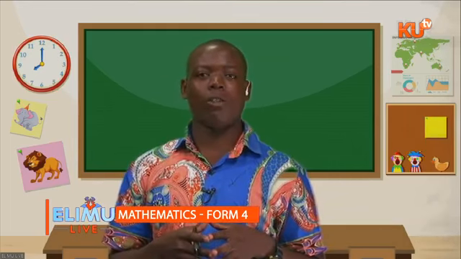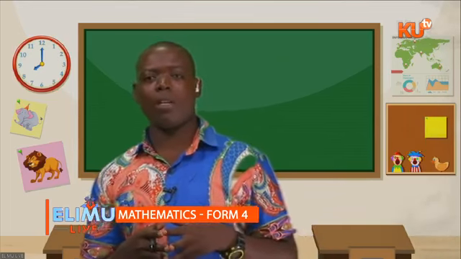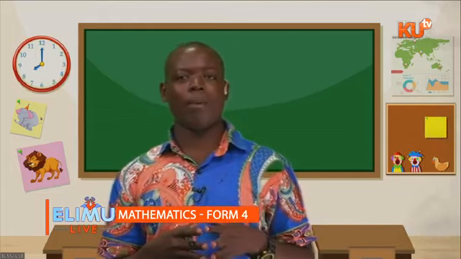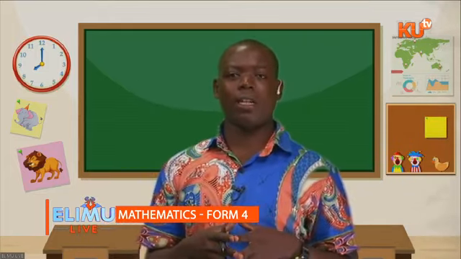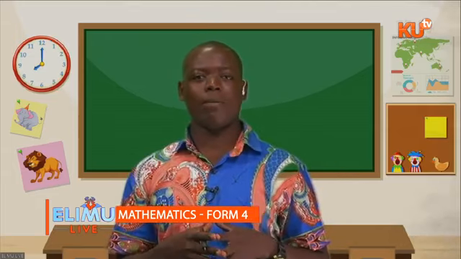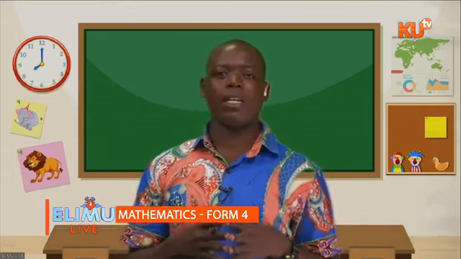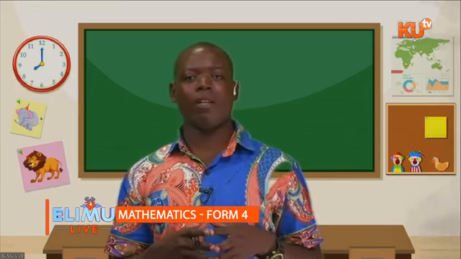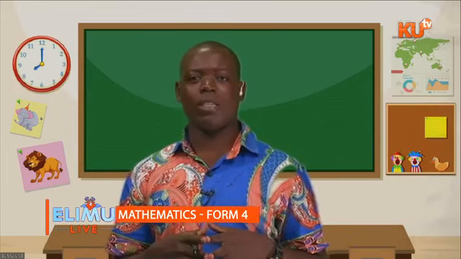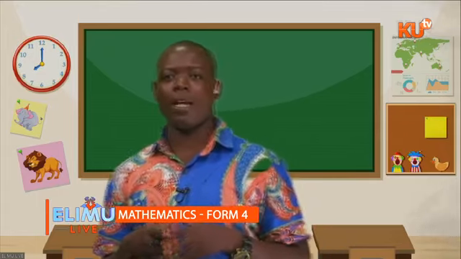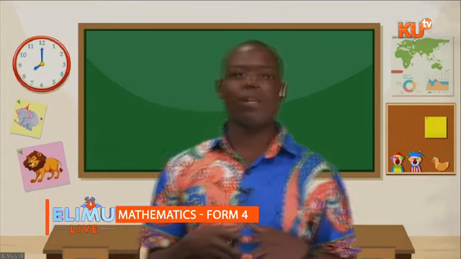Then we're also going to review something we learned in Form 2. In Form 2, topic number 6, that is reflection. Topic number 7, that is rotation. And topic number 8, that is enlargement. And then we shall go to topic number 20, which is about vectors, which now gives us another transformation to discuss in our lesson today.